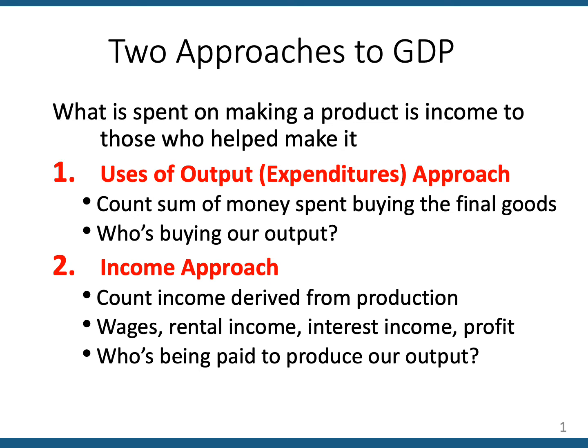That's method number one. Method number two is the income approach. That's measuring all of the dollars that were spent in resource markets as some form of income for those that took part in producing the GDP that was produced in our economy in a year. So we're going to focus in this video on method number one, the expenditures approach.